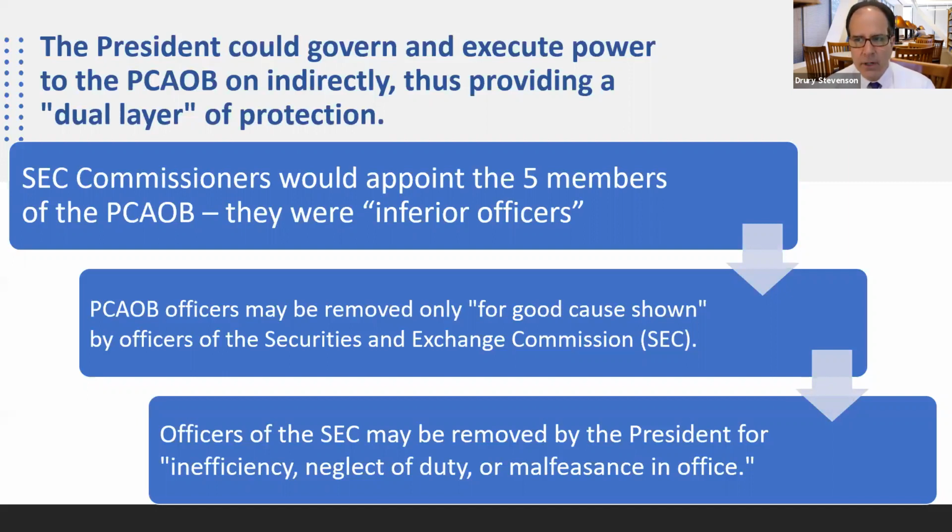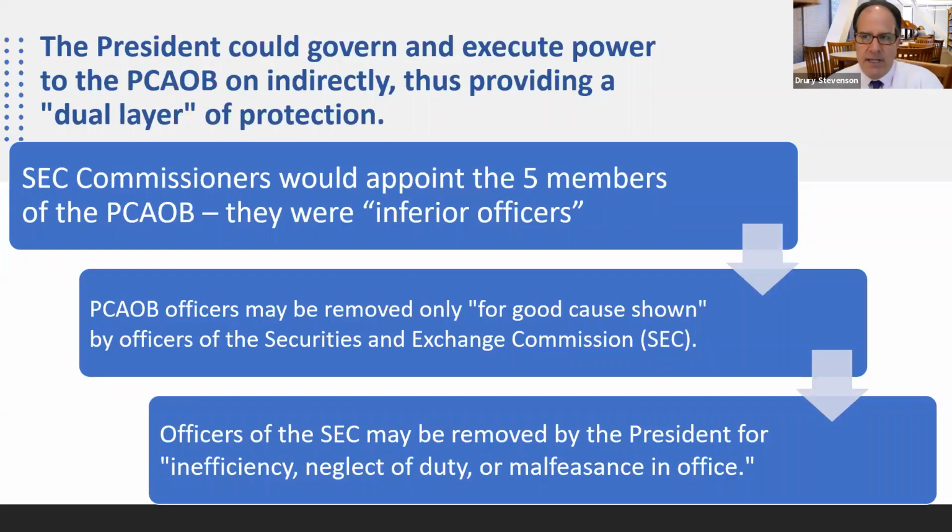Now, the statute, though, also provided that the PCAOB officers could be removed only for good cause shown, and only by officers of the Securities and Exchange Commission. Now, this was sort of a legal innovation. In other words, the president cannot remove members of the PCAOB for any reason, and then the SEC could only do it for cause, sort of like in Humphrey's Executor, except that we're one step removed from the president now. Now, keep in mind that we think that the SEC commissioners could be removed by the president in turn only for inefficiency, neglect of duty, or malfeasance in office.